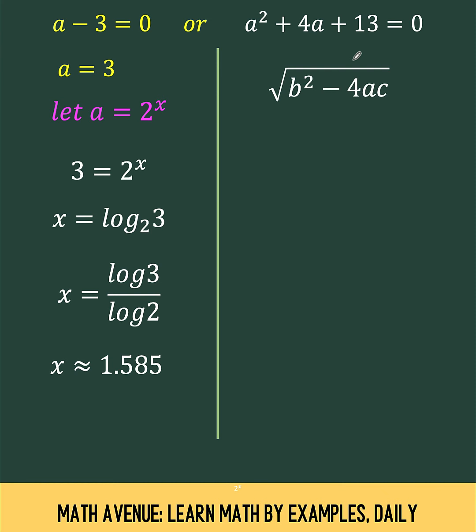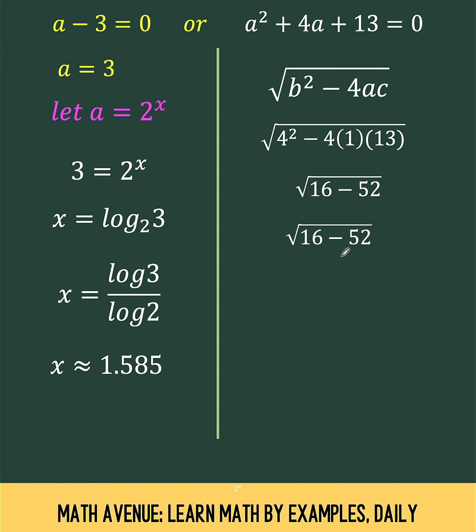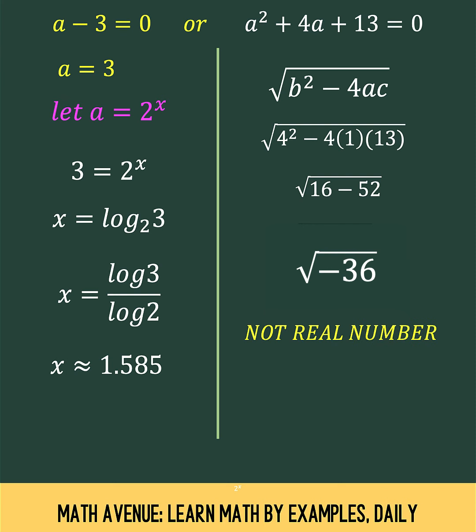Now for the second equation, since we are only after the real solution to this problem, let's check first the nature of the discriminant. So the discriminant is b squared minus 4ac. If the value of this is imaginary, then we will disregard the solution for the second equation. So let's check first if we will have here a negative radicand. B is 4, a is 1 and c is 13, so substitute in that formula. 4 squared is 16, minus 4 times 1 times 13 is 52. 16 minus 52 is negative 36, which is not a real number.